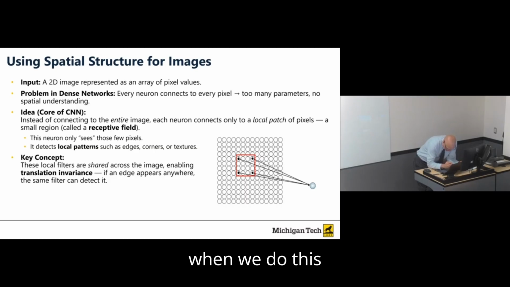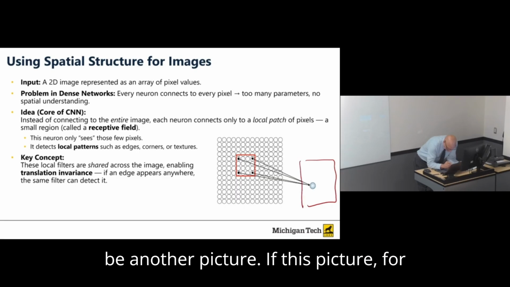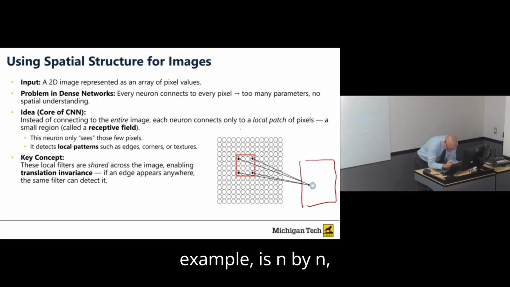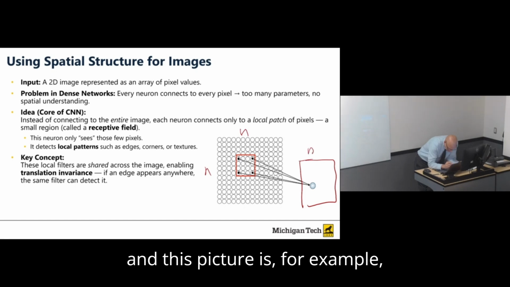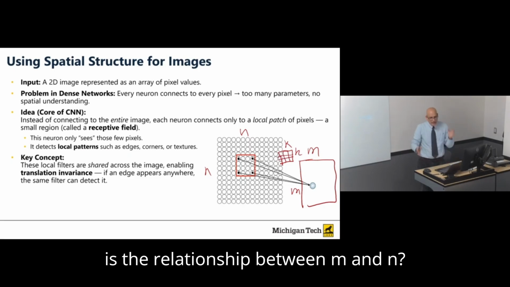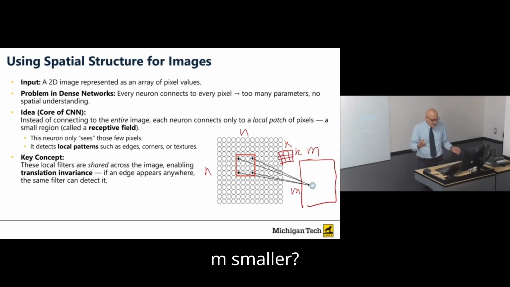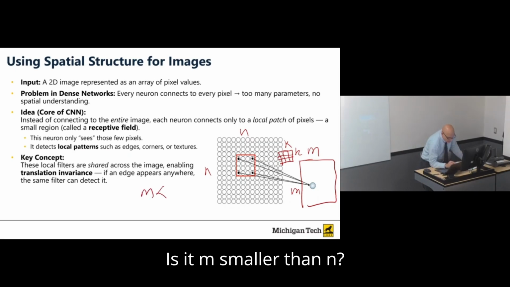When we do this operation, the result is going to be another picture. If this picture, for example, is n by n, and the result is, for example, m by m, and this kernel is k by k, what is the relationship between m and n? Anybody can guess? Is m smaller than n?